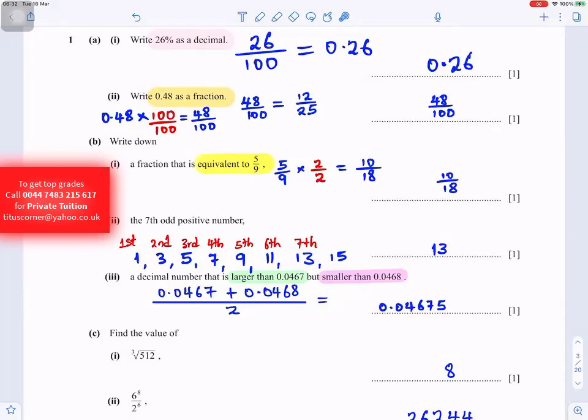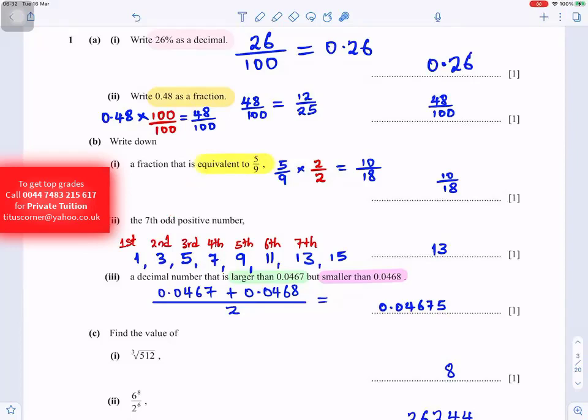Second part, the 7th odd positive number. So we can list the odd numbers: 1, 3, 5, 7, 9, 11, 13, 15. And the 7th one is 13. And it is odd, and it's a positive number, 13.